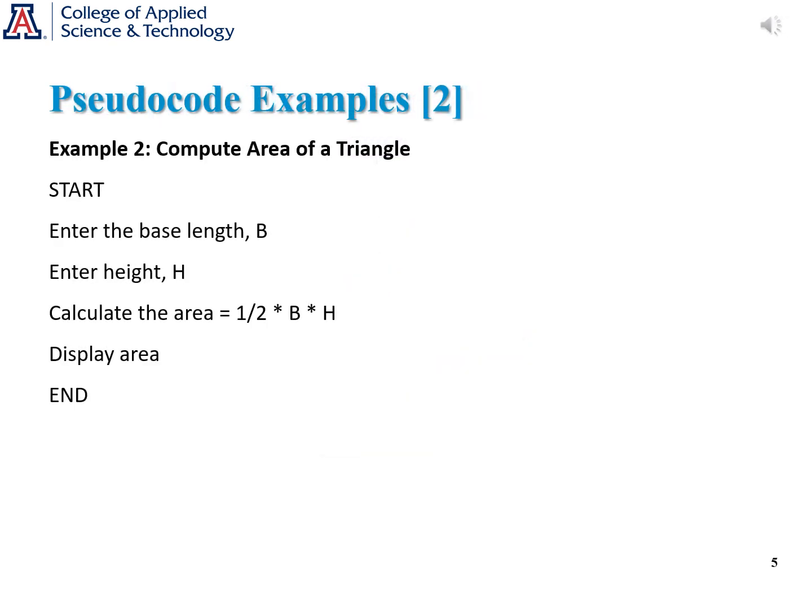The second example shows a pseudocode on how to calculate the area of a triangle. As usual, we go with the start, and then we enter the base length, which we'll call B. And then we enter the height, which we'll give the letter H, and then we calculate the area as 1/2 times base times height, and then we display area and then end. So it's easy.